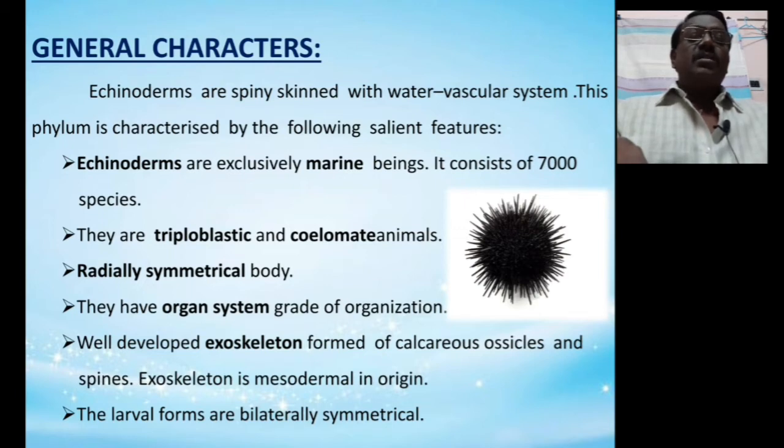As I told you, this is the last phylum of the group invertebrates, and already you have studied the salient features and the classification of the remaining phyla, starting from Protozoa, Porifera, Coelenterata, Platyhelminthes, Aschelminthes, Annelida, Arthropoda and Mollusca. Now I am going to deal with this Echinodermata.